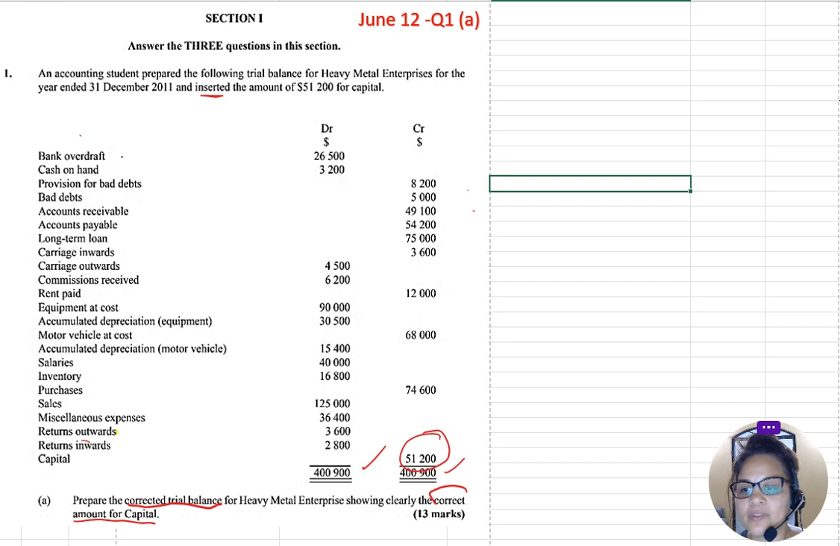So now all you have to do is look at each account that is given to you and decide which one has to be debited, which one has to be credited, and put it in the correct column, and then get the corrected amount for capital.